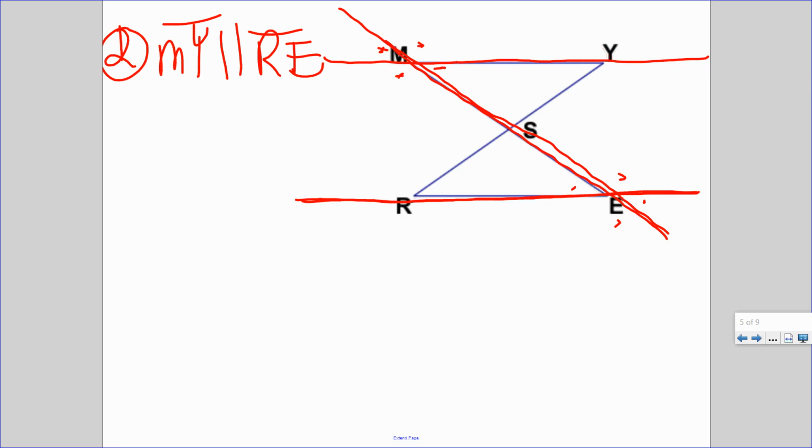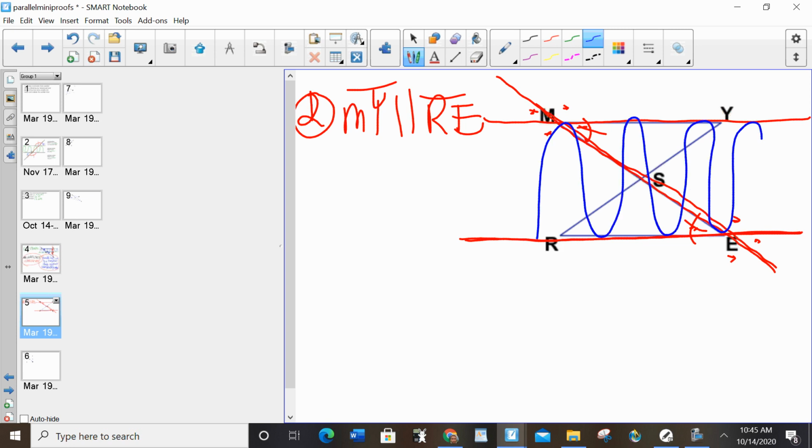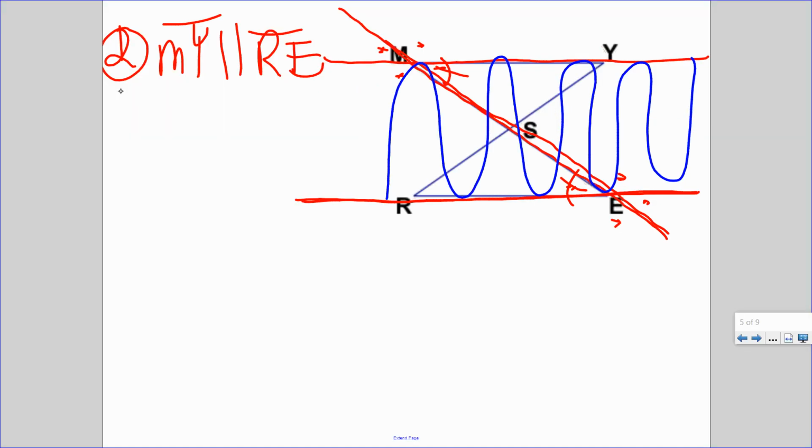which of these is an angle of a triangle? This one. Which of these is an angle of a triangle? This one. Are they both in? Are they both out? Or 1 and 1? No, they are both inside the parallel lines. So since they're both inside, that's going to be alternate interior. So I'm going to say that angle YMS is congruent to angle SER.